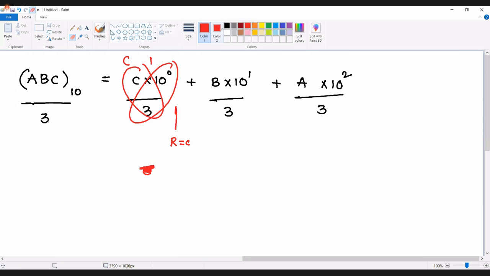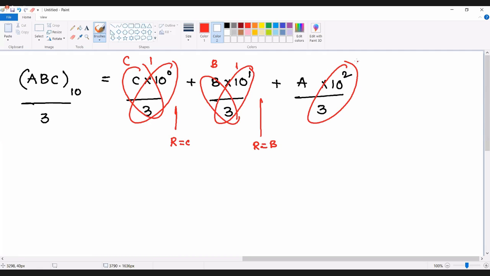Similarly, if you observe the second one, 10 by 3, what's the remainder? It's going to be 1. B by 3, the remainder is going to be B, since B into 1 is B. 10 square is 100. 100 by 3, what's the remainder? 33 threes are 99, we are left with the remainder 1. A by 3, the remainder is A. So what is the overall remainder here? What is the remainder of this whole expression, is the question. So we are getting C plus B plus A because the operation between them is addition.